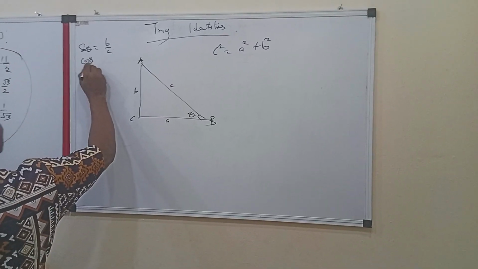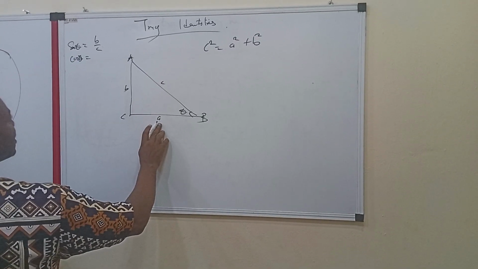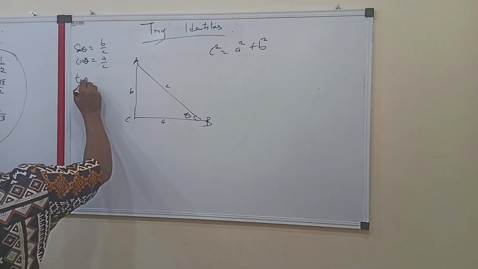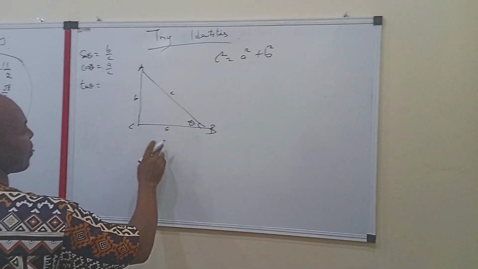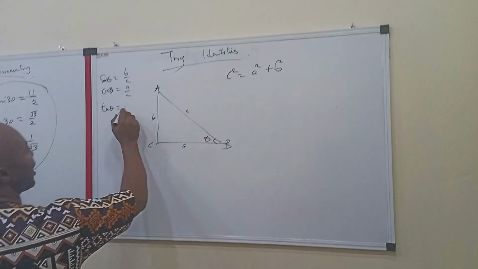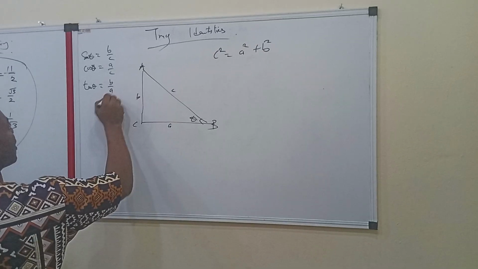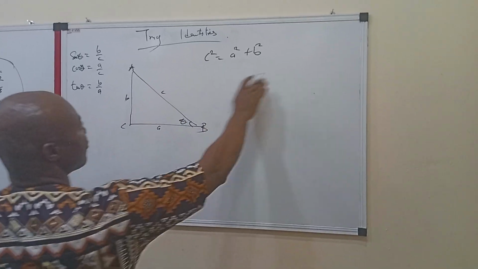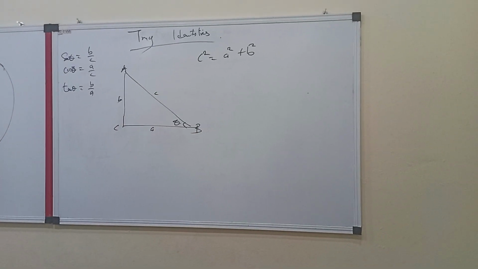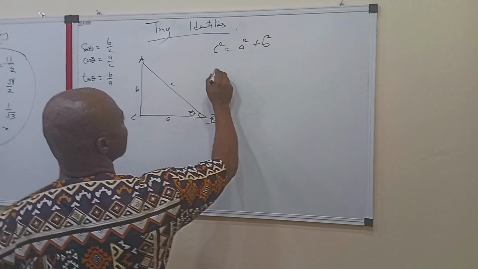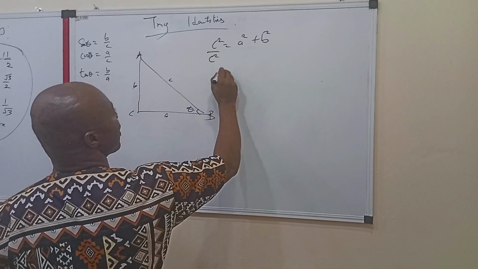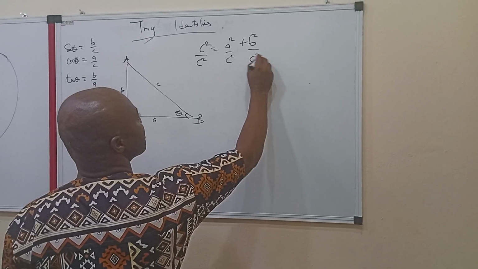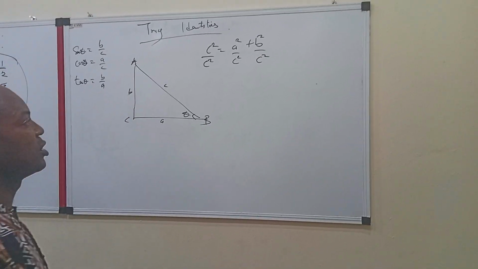And the cos of that angle is this over this, which is A over C. And the tan of that angle is opposite over adjacent, which is B over A. That's what we have. Now, from this Pythagoras that we have, if we choose to divide everything by C squared, then C squared, dividing everything by C squared.